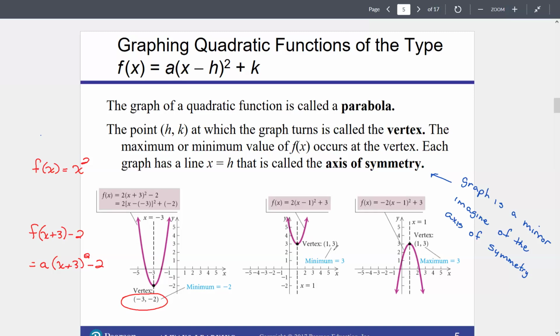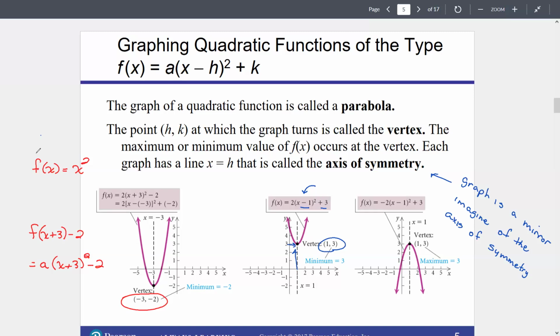Same thing here. I have my vertex at (1, 3). So that means I have to subtract 1 to make the vertex move to the right, and then add 3 to make it move up. That's why we get (x minus 1) squared, and then plus 3.